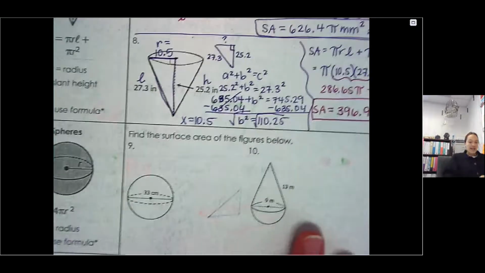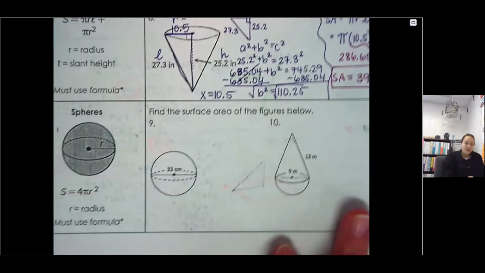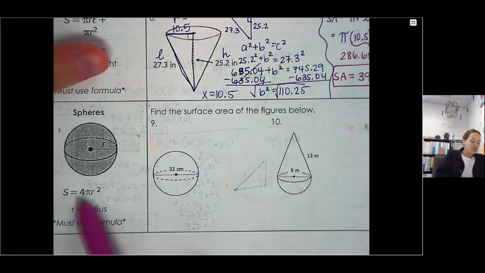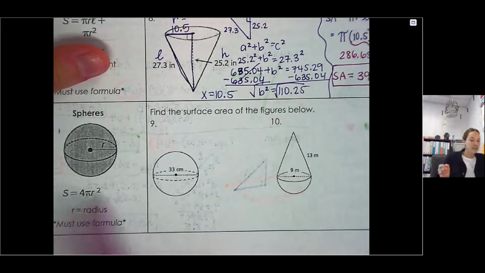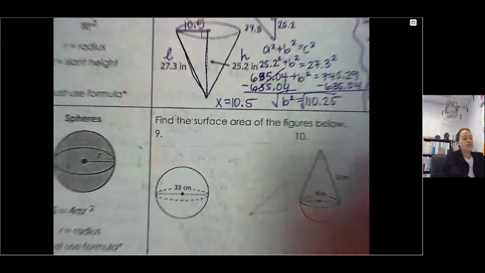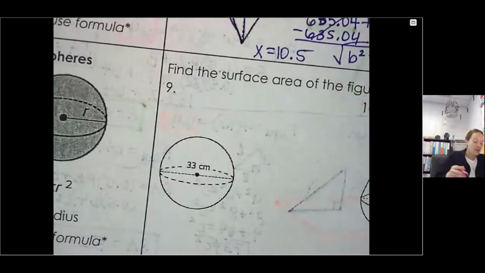All right, last two. Surface area of the figures below. Oh, I think you're gonna love this one. Spheres are so easy. The only thing you need to know for a sphere is the radius and nothing more. So the surface area for a sphere is 4 times pi times radius squared. That's it. So in this problem here, number 9, I give you the diameter, 30.